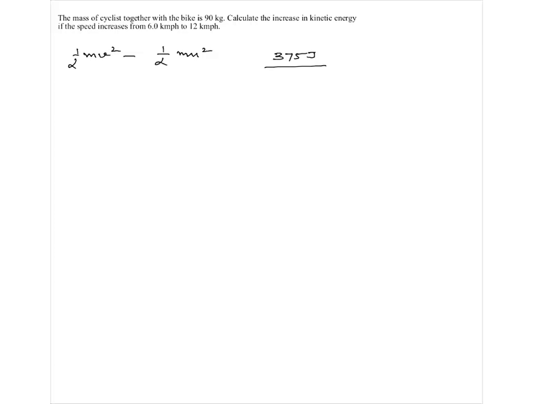And if you would like this to be discussed on the board, then raise your hand. 12 kmph means how many meters per second? 10 by 3. And 6 kmph means 5 by 3. M by 2 is common. 90 by 2 is 45. Just put the values. You will get the answer in joules. Let me know if you have any questions or we move on.